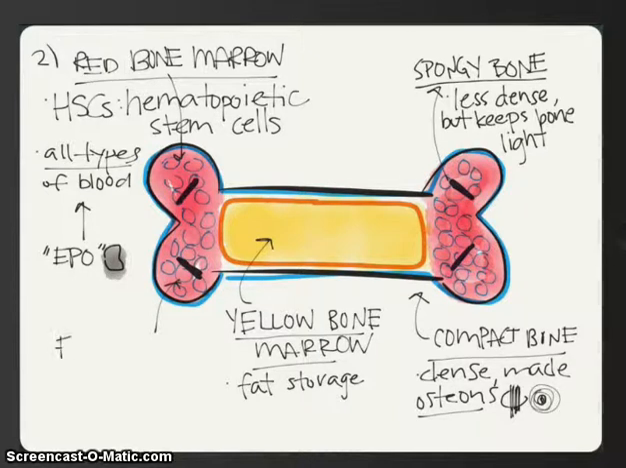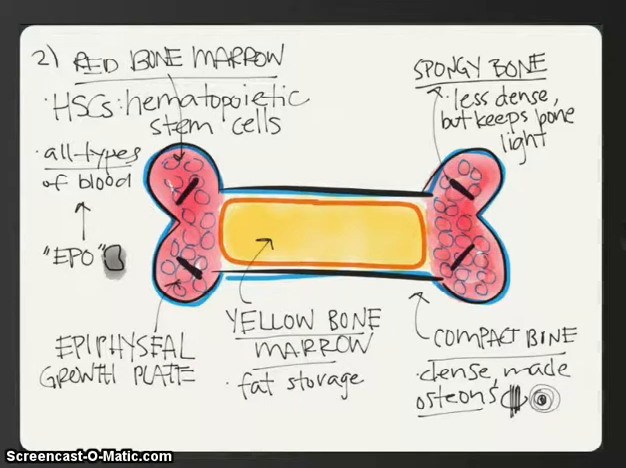So let me label this epiphyseal. Epi relating to the epiphysis, so it's located in the epiphysis, and then epiphyseal, sort of a derivative of that, growth plates. So if you're a forensic scientist, this is how you actually can tell from looking at someone's femur or someone's tibia about how old somebody is.